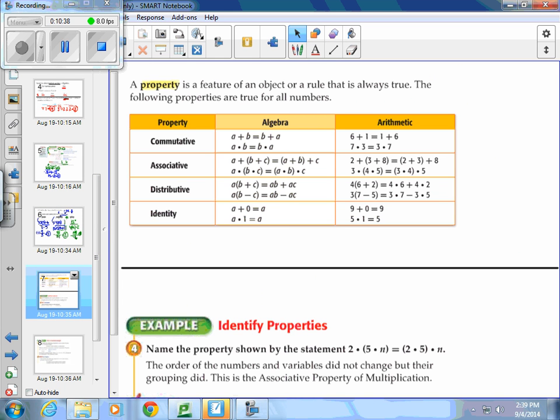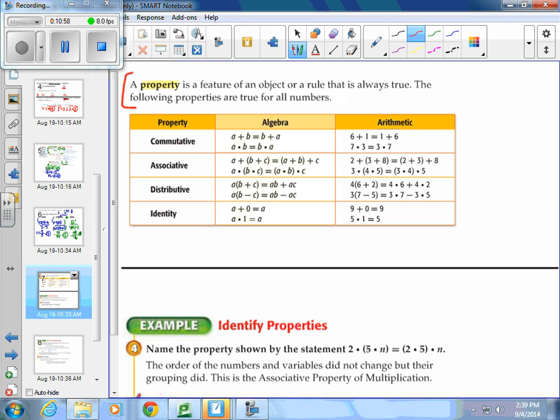Okay, moving on, talking about properties really quick. I know that you've talked about these before, probably in 6th grade. This could be a review. But if you read right up on the top here, a property is a feature of an object or a rule that is always true. The following properties are true for all numbers.